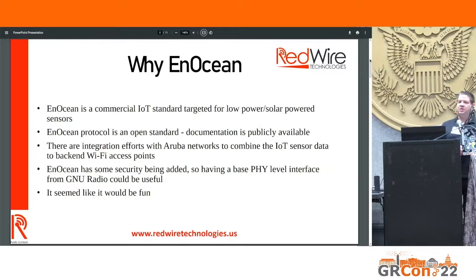They have contact sensors, temperature, pressure, CO2, occupancy, but it's aimed at a commercial market. And they actually sell a developer kit, which I bought, that allows you to plug into an Aruba network and backhaul it all through Wi-Fi. So it's a developing standard, but it's different than your normal LoRa type standards.